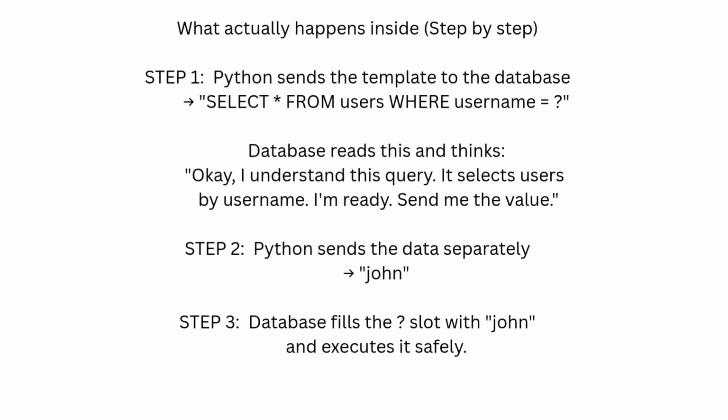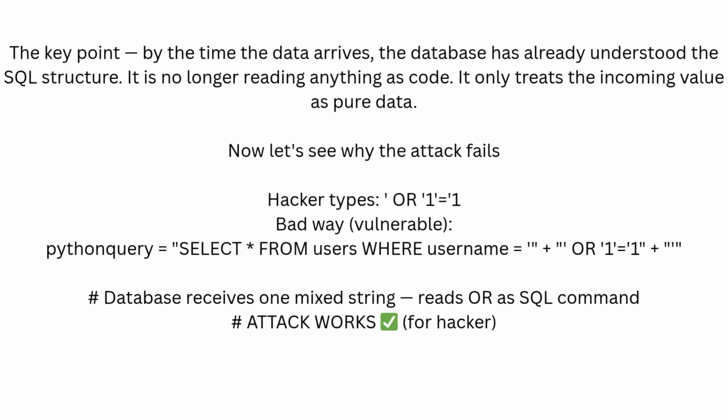What actually happens inside, step by step? Step 1, Python sends the template to the database: SELECT * FROM users WHERE username = ?. The database reads this and thinks, okay, I understand this query. It selects users by username. I'm ready. Send me the value. Step 2, Python sends the data separately: John. Step 3, the database fills the question mark slot with John and executes it safely. The key point: by the time the data arrives, the database has already understood the SQL structure. It is no longer reading anything as code. It only treats the incoming value as pure data.